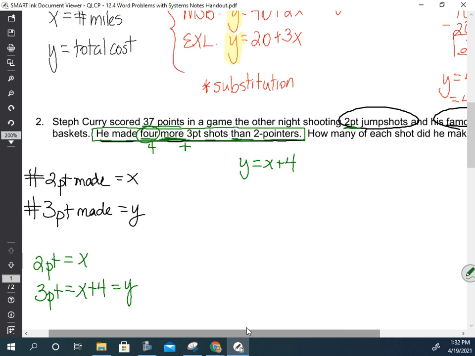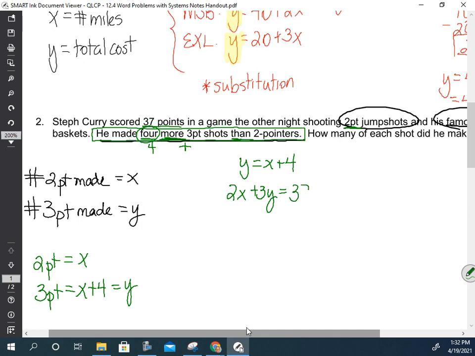Okay. Hopefully it shouldn't take that long to figure that part out. How much is a 2-point shot? 2 points. A 2-point shot is worth 2 points. How much is a 3-pointer? A 3-point shot. You'd be surprised how many people will get the easiest stuff wrong.